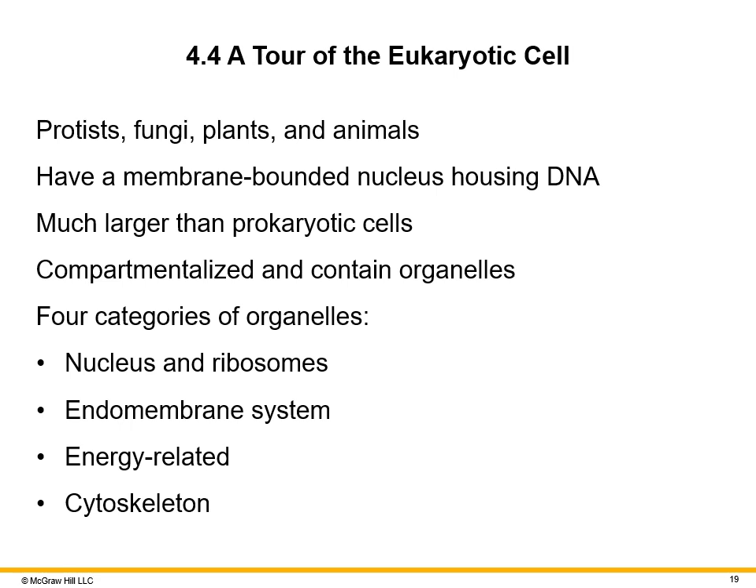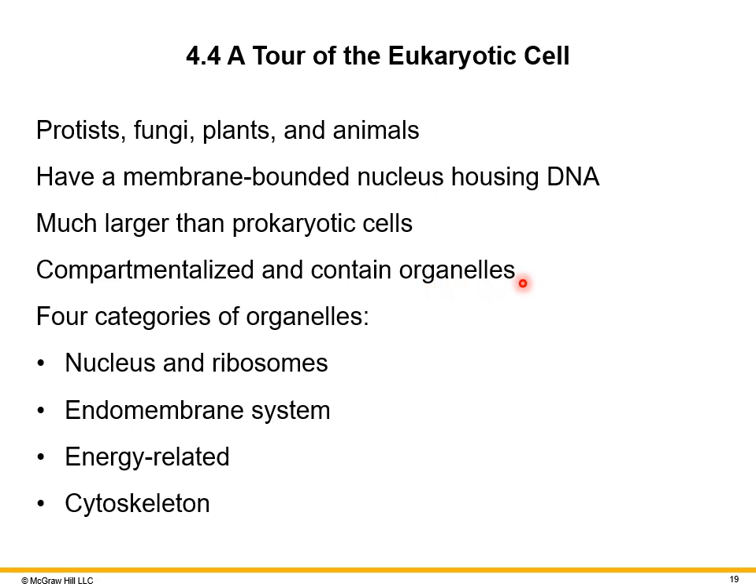Next, we'll take a look at the eukaryotic cell. So the eukaryotic cell is going to include protists, fungi, plants, and animals. So if you are not classified as a bacteria or an archaea, then you are going to be a eukaryotic cell. Eukaryotic cells are much larger than prokaryotic cells, and eukaryotic cells have these structures called organelles. So organelles are structures inside of the cell that are surrounded by a membrane. Another way to say that is that organelles are membrane-bound structures.